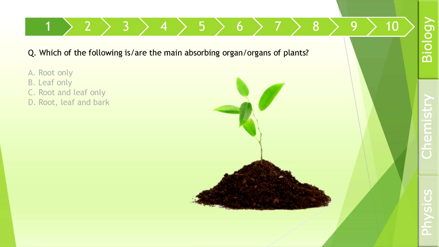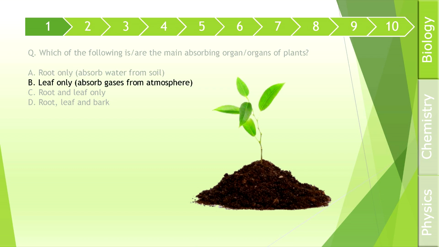Which of the following is or are the main absorbing organs or organ of plants? A. Root only. Roots absorb water and other solutes from soil, so this is true. B. Leaf only. Leaves absorb gases from atmosphere, so this is also true. C. Root and leaf only. This option simply means both A and B, so this is better answer as of now.